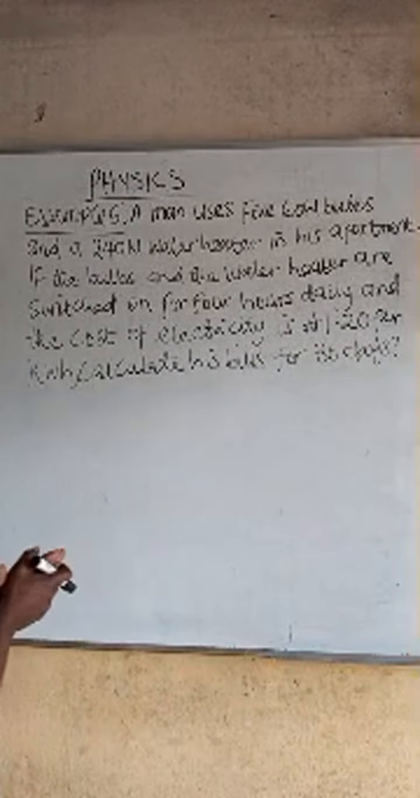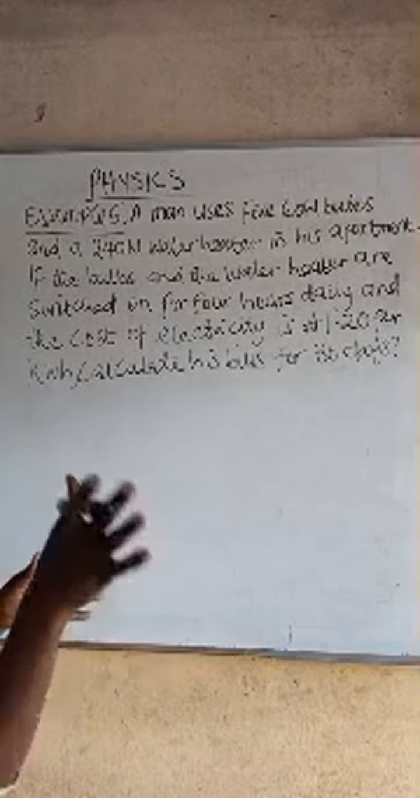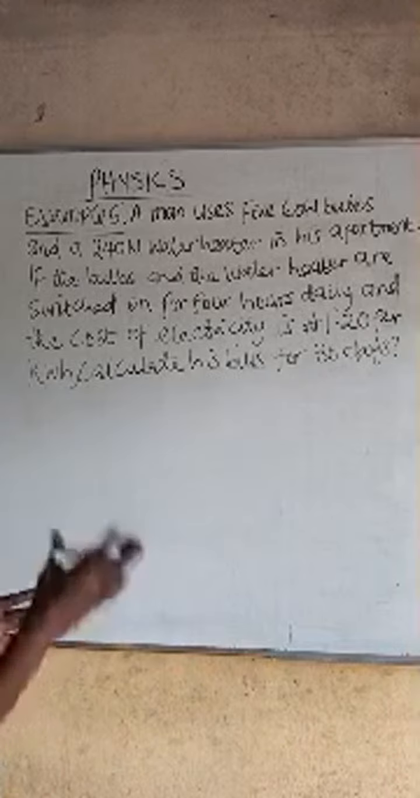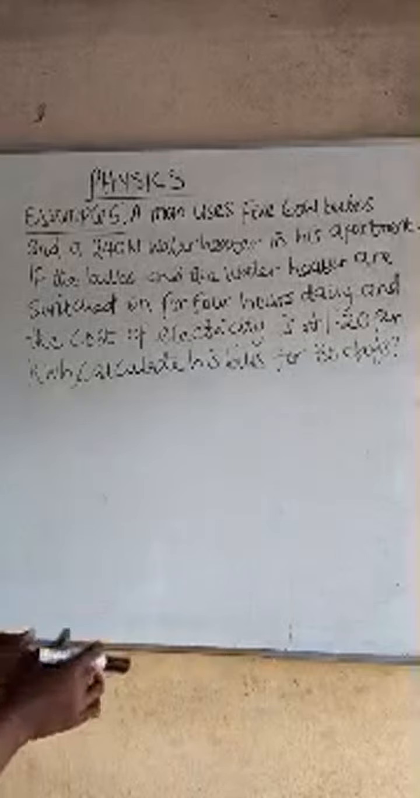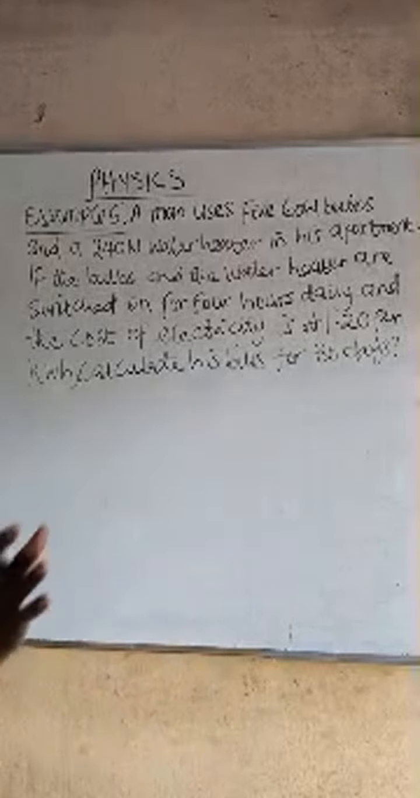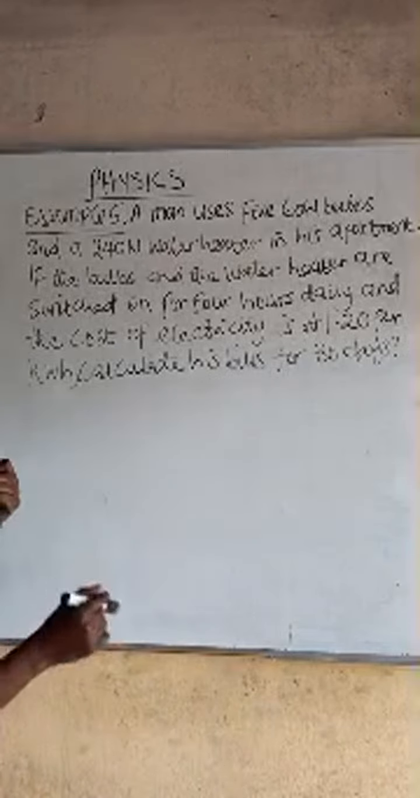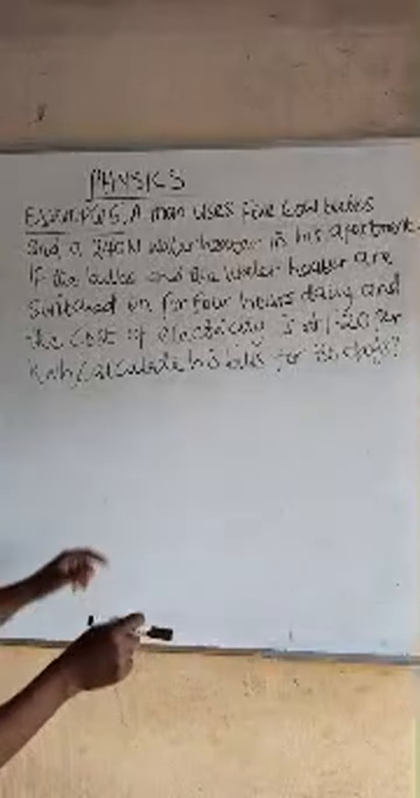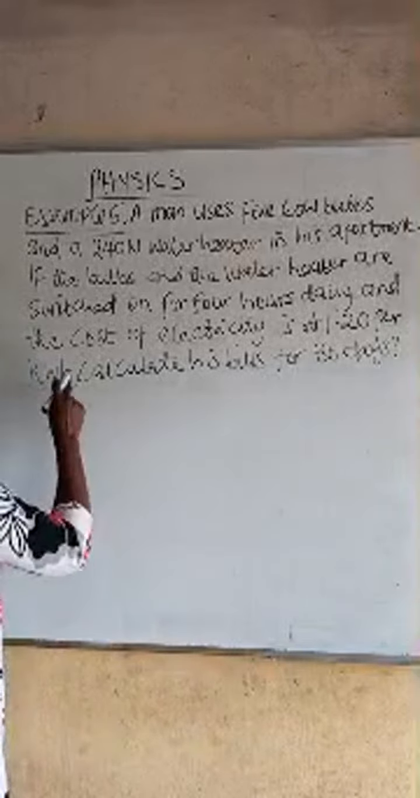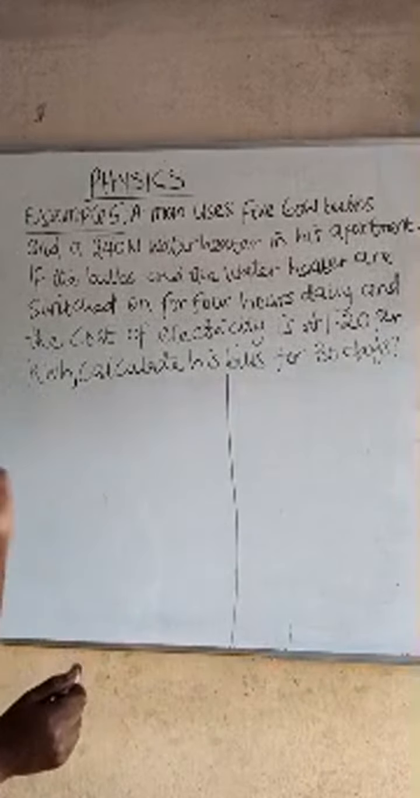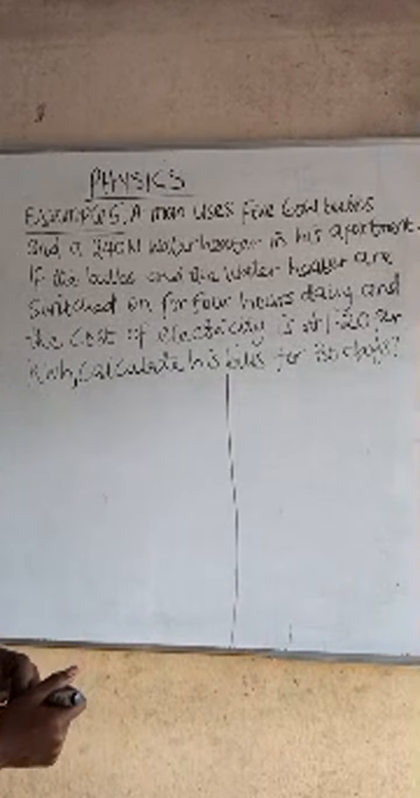A man uses a 60-watt bulb and a 240-volt water heater in his apartment. If the bulbs and the water heater are switched on for 4 hours daily and the cost of electricity is 1 naira 20 kobo per kilowatt hour. Now, the first thing we are going to do is to state our parameters.